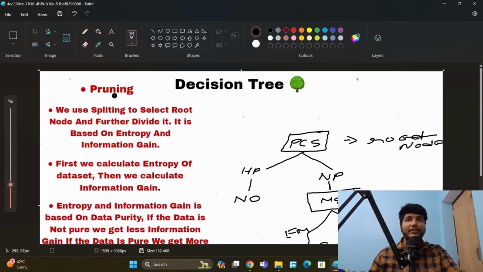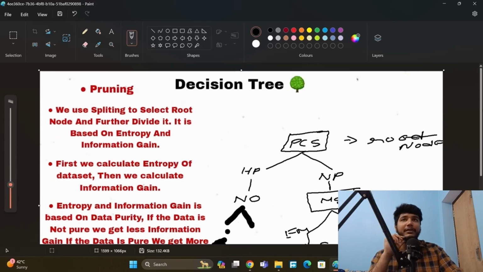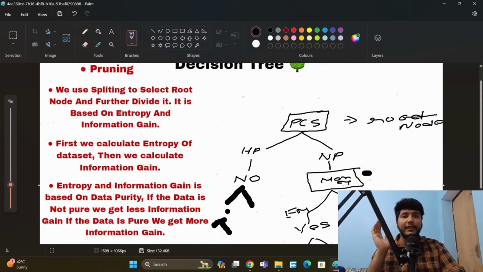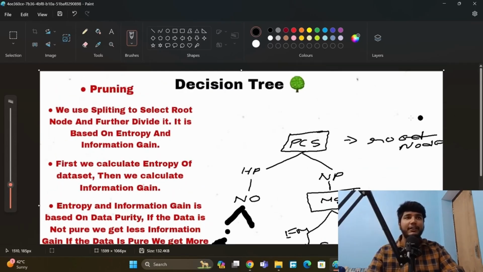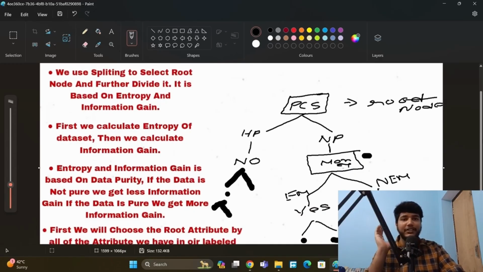So what is pruning? Let's suppose we have multiple edges, for example, like this, and now it became messy. By using pruning, we remove unwanted edges. So we use splitting to choose the root node on the basis of entropy and information gain, and we calculate that using mathematics. In the next video, I will explain the mathematics behind it. This was just the introduction.